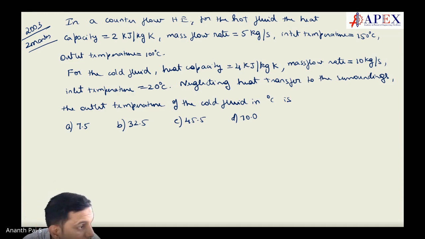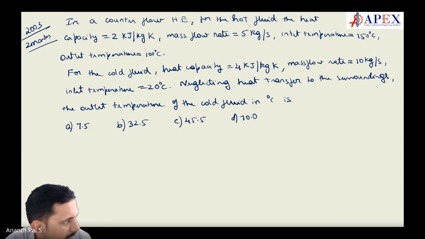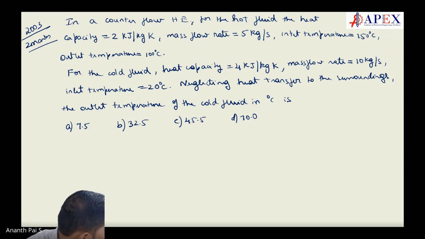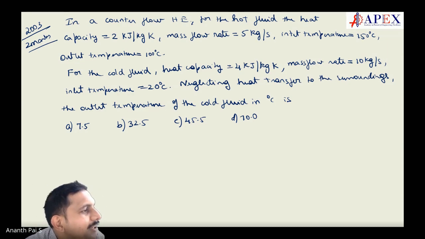Which one? B. Let us see. If you say B, let us see. And you are right, it's B. Easy. What did you do? MCP delta T. That's it. Nothing great. No LMTD, nothing.